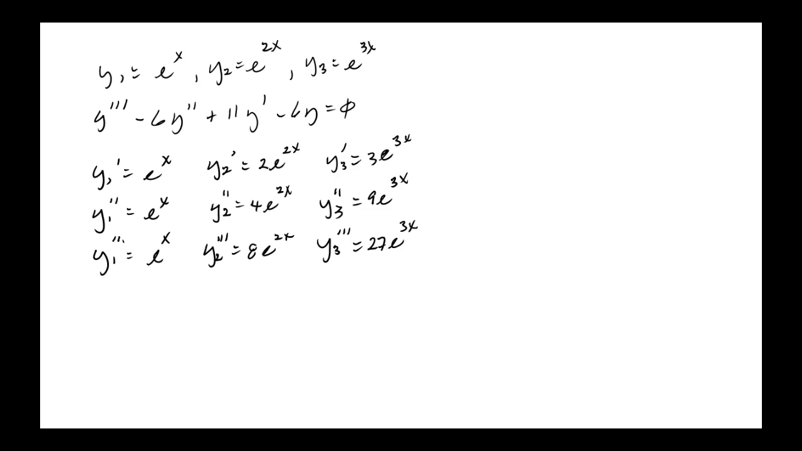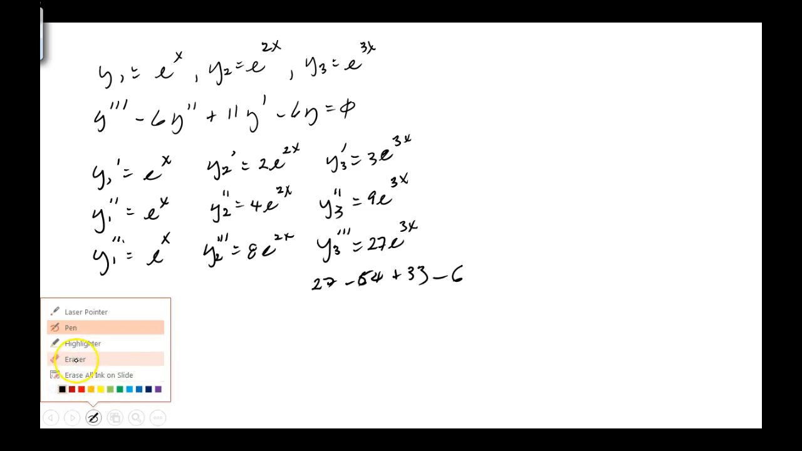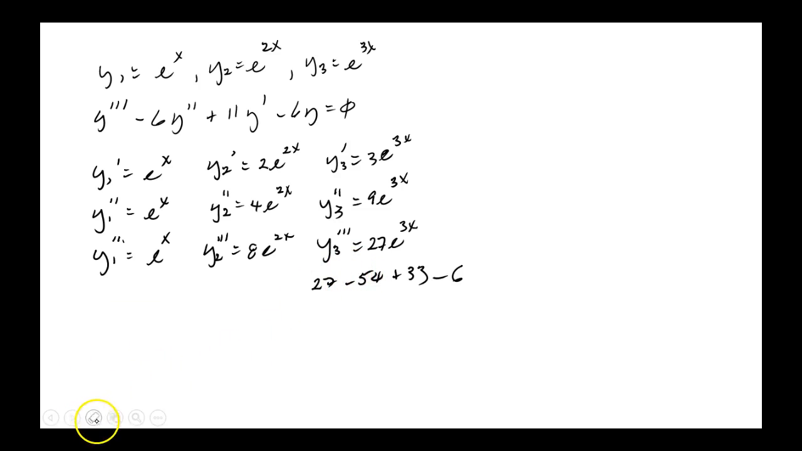All right, let's try this one. 27 minus 54 plus 33 minus 6. It doesn't look like it, but it works, because these two add to be 60, and that's minus 60. So, yeah, got it. So we just verified them, didn't we?